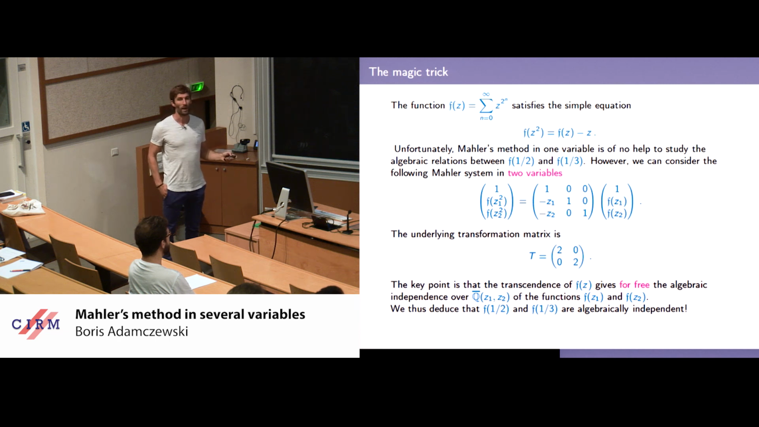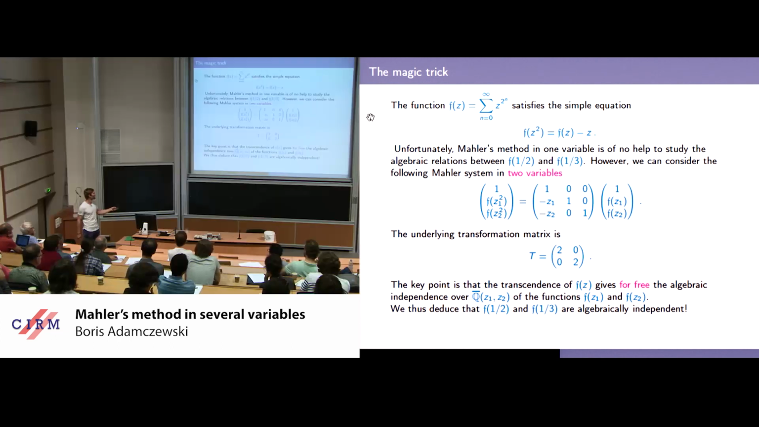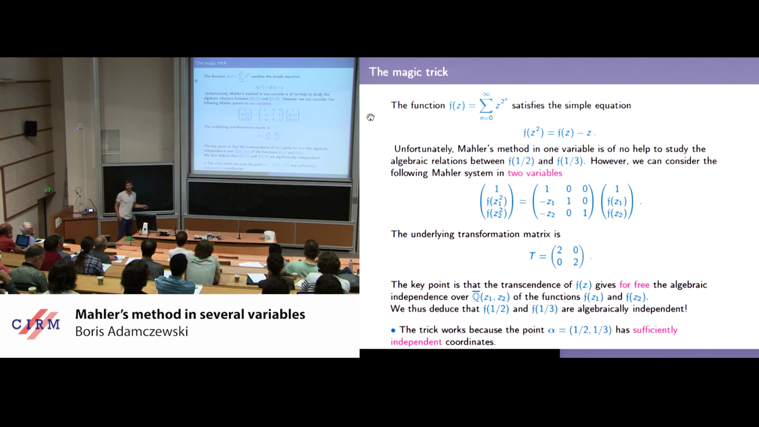But I should say that this trick works at the point 1/2, 1/3. Imagine you want to apply the same trick at the point 1/2, 1/2. You would get that f of 1/2 and f of 1/2 are algebraically independent. So the trick cannot always work. What you need is that the coordinates are sufficiently independent. This is part of the natural conditions we have in Mahler's method in several variables. But it shows you how powerful this formalism is to prove algebraic independence.